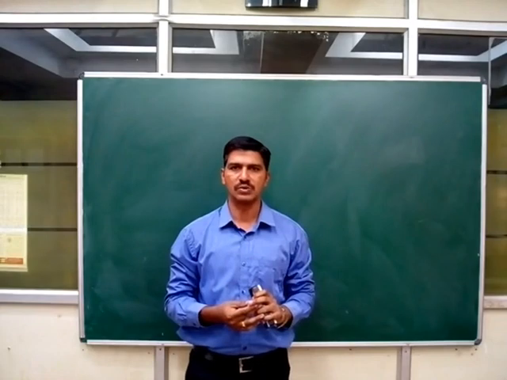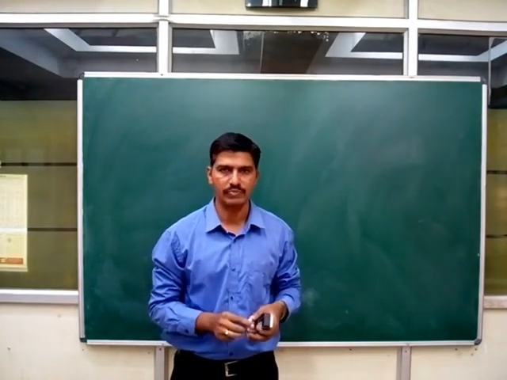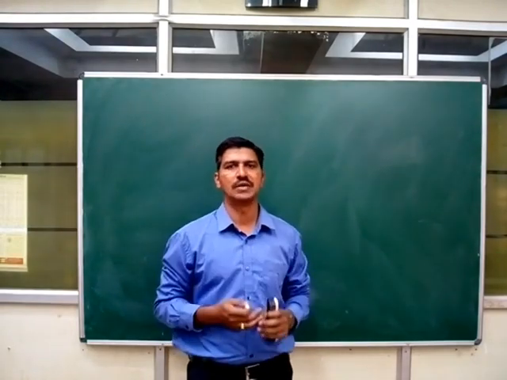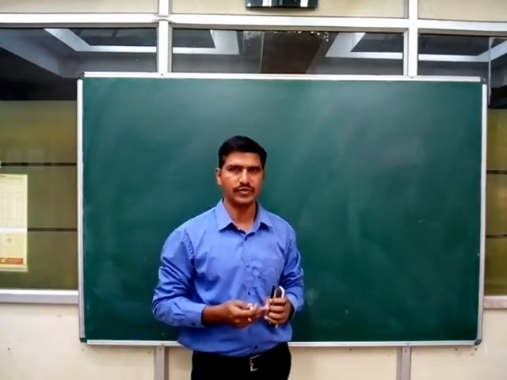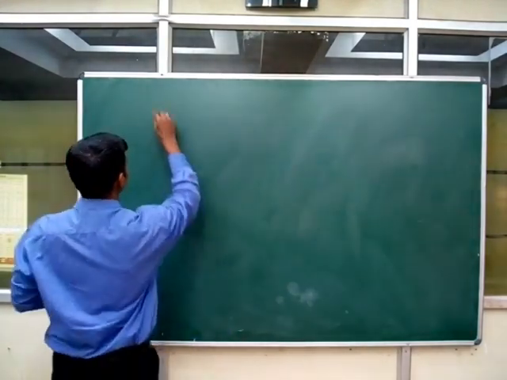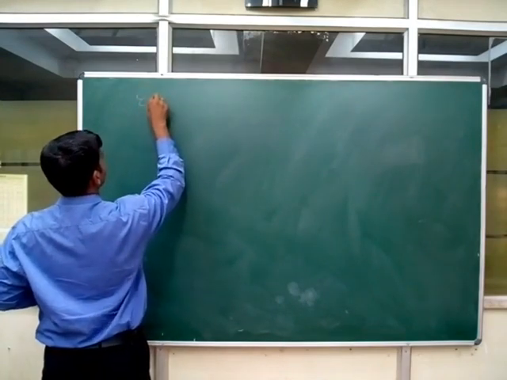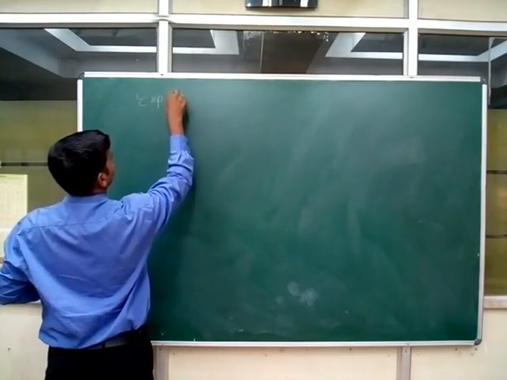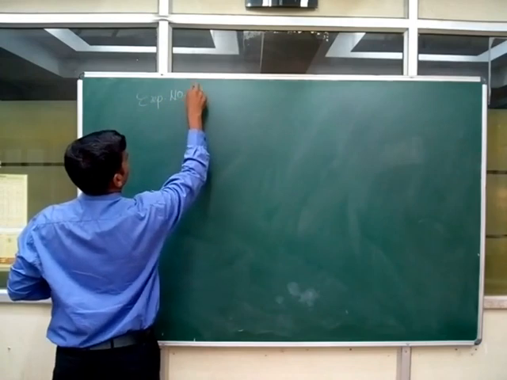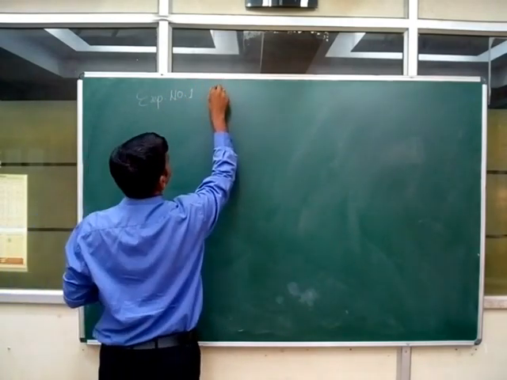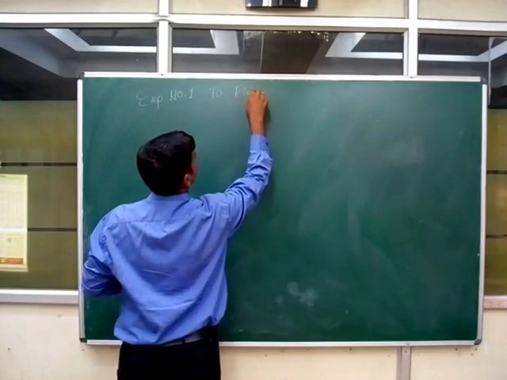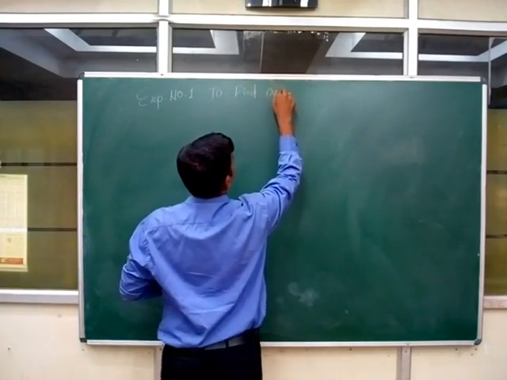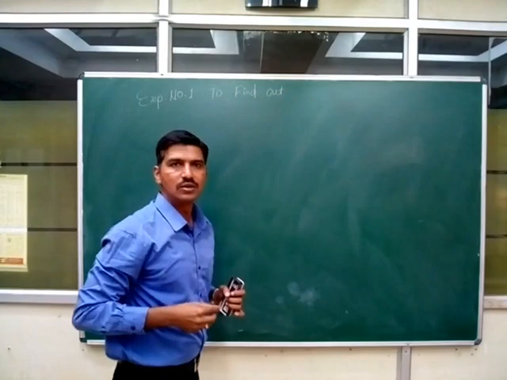Today we are going to learn about the lab practicals for Surveying Part 2. If you look at the syllabus, the first practical is regarding finding out the constants of a tachymeter. So let us start with this. Experiment number 1: to find out tachymetric constants.